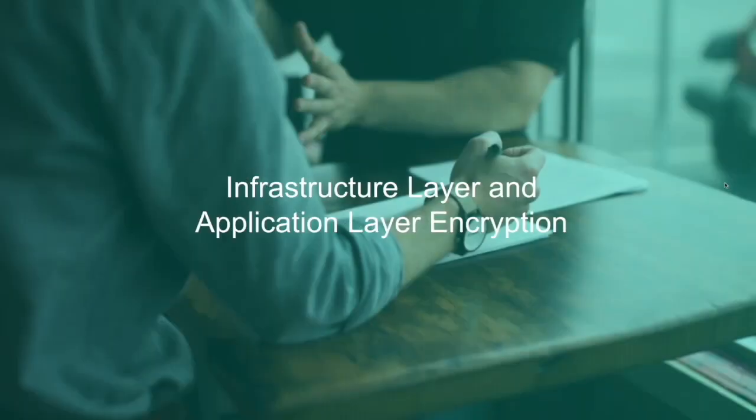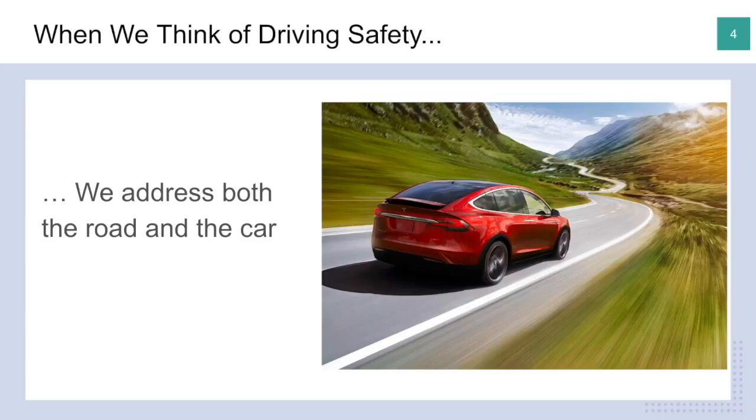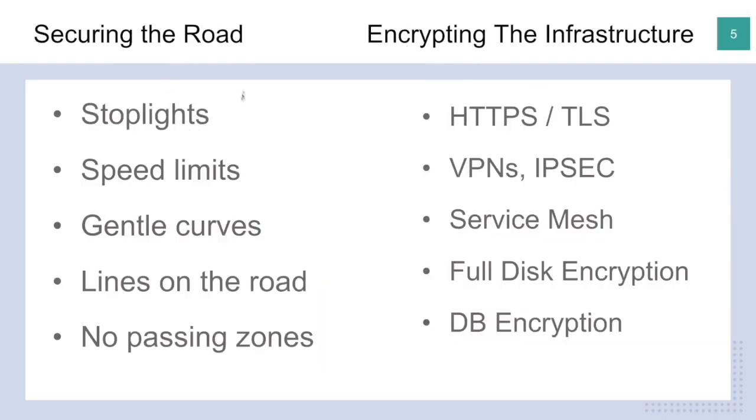We'll start out by talking about infrastructure layer and application layer encryption and what the difference between them is. And I like to start with an analogy. When we think about the safety of driving and driving in cars, we address both the road and the car, right? So think of this as the road is the infrastructure and the car is the application. So when we secure the road, we think of things like stoplights, speed limits, gentle curves, lines on the road, no passing zones, and things like that.